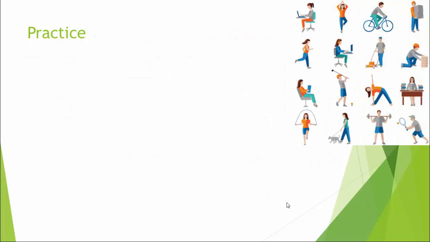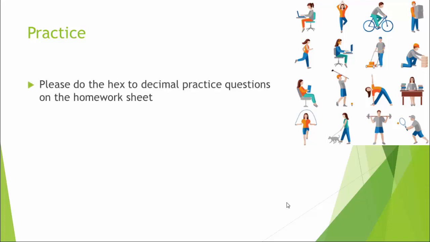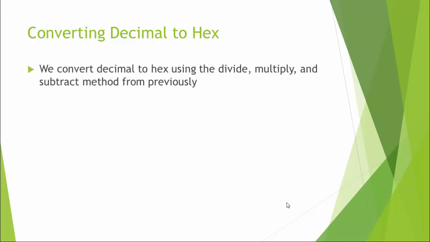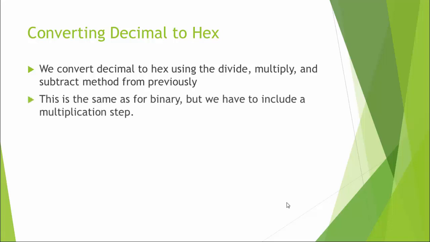Okay, I went through that quickly, but I'm pretty confident you can work through it. Go through the practice problems and do at least some of those on the homework sheet before we get to the harder part. Welcome back. Hopefully you had some success with converting hexadecimal to decimal. Just like with converting decimal to binary, we have to use the opposite process to convert from decimal to hex.